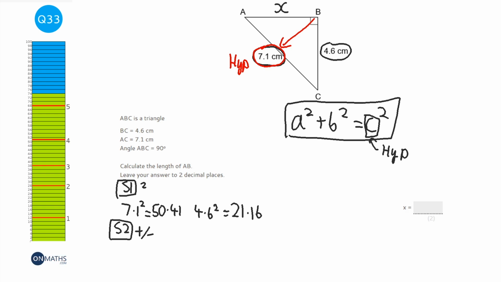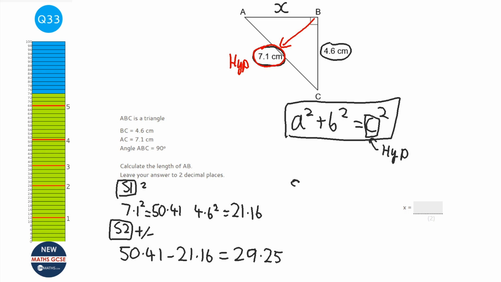So when you're finding another side, not the hypotenuse, you will subtract. But if I was finding the hypotenuse, so I wanted a bigger number than the other two, then I would add. So I'm going to do 50.41 minus 21.16, and that's why in step 1 we did the biggest one first, because otherwise you'll get a negative number. So 50.41 take away 21.16, and that equals 29.25.